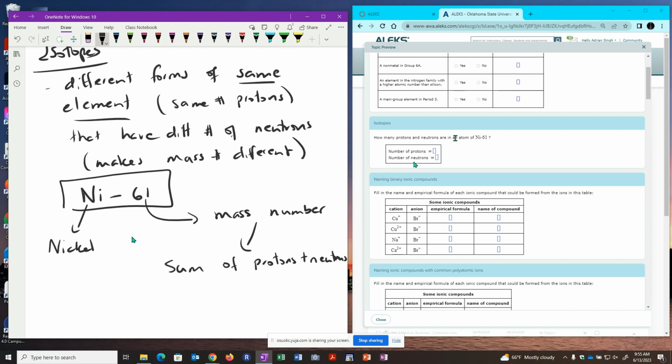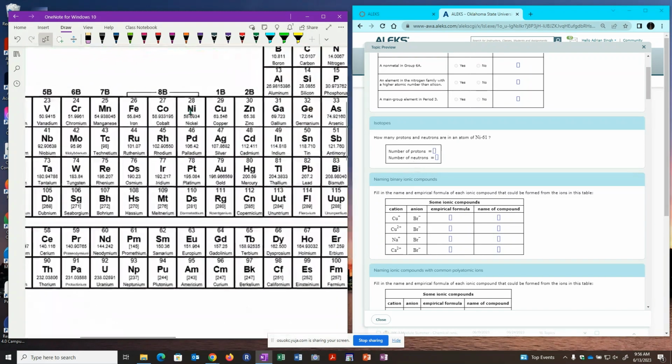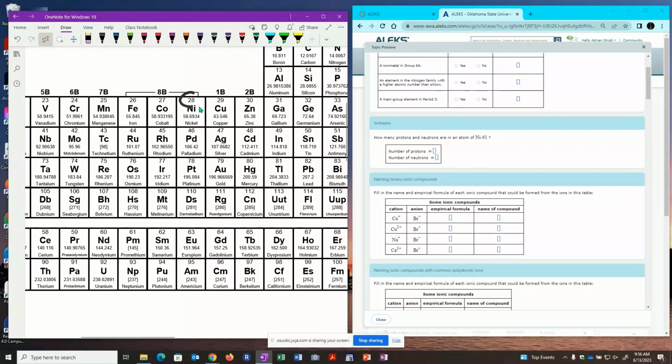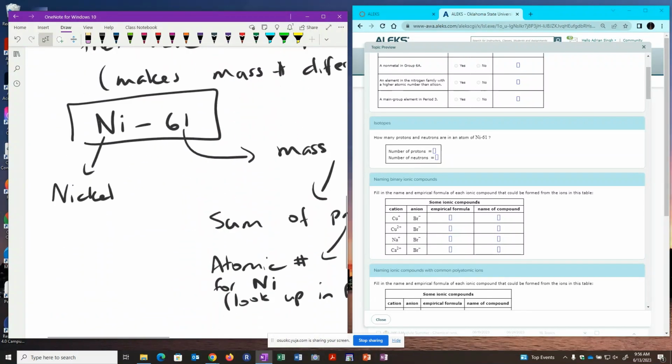So if we know that this thing is nickel, then we already know the number of protons. The protons is the atomic number, in this case for nickel. And guess where we can find that? We can look it up on the periodic table. So you don't need to memorize the numbers on the periodic table, right? You always have a periodic table available. You just need to be able to interpret it. Nickel is right here. The atomic number in this case is 28. That's the number of protons. That's the same as the atomic number. So 28 is what we're looking at.